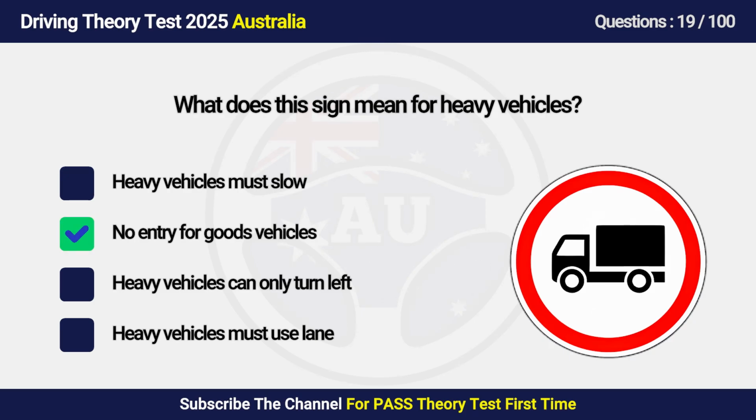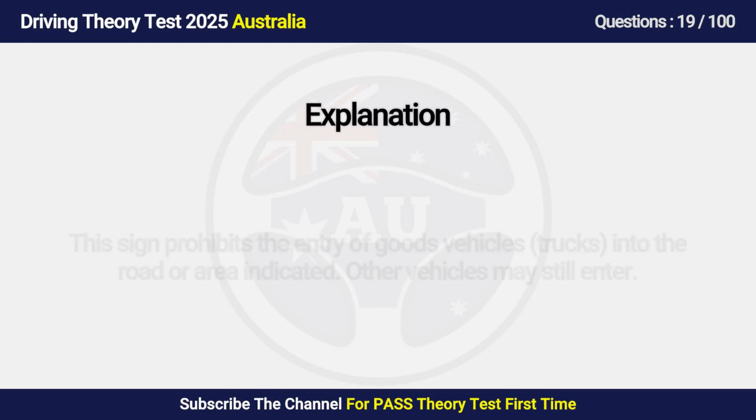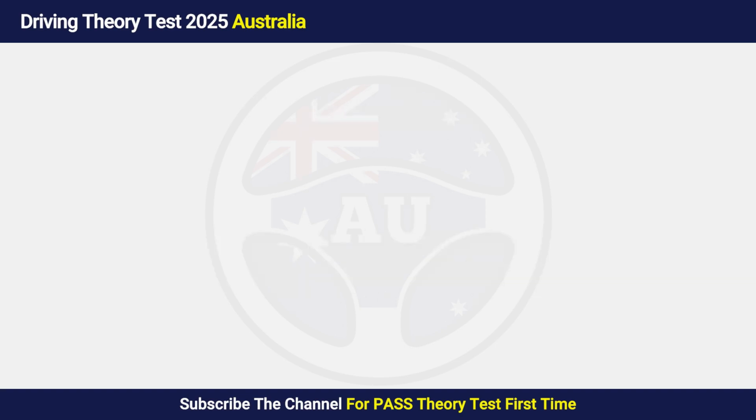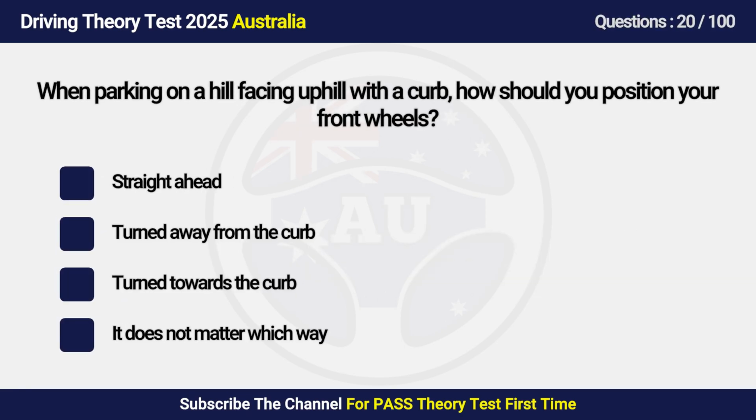Answer is B. No entry for goods vehicles. This sign prohibits the entry of goods vehicles, trucks into the road or area. Other vehicles may still enter. Question 20. When parking on a hill facing uphill with a curb, how should you position your front wheels?